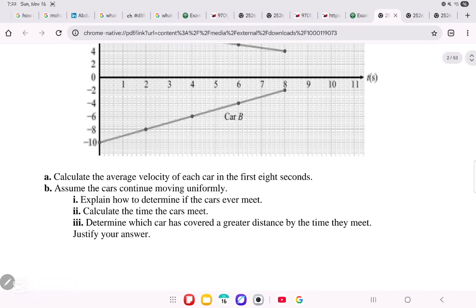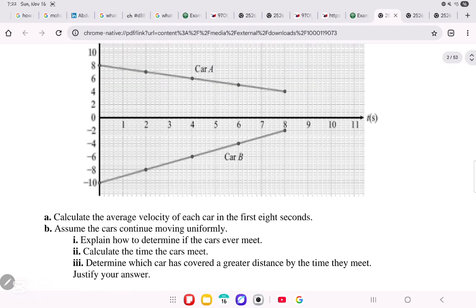Assume the cars continue to move uniformly. Explain how to determine if the cars ever meet. Well, very simply, you could extend the graph. The more you extend the graph, you will see they will come closer to each other until they meet at a certain point. Now, calculate the time that the cars meet.